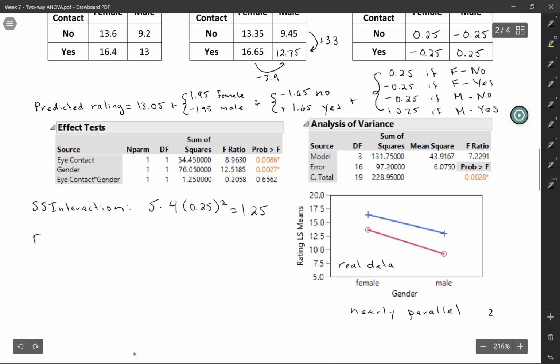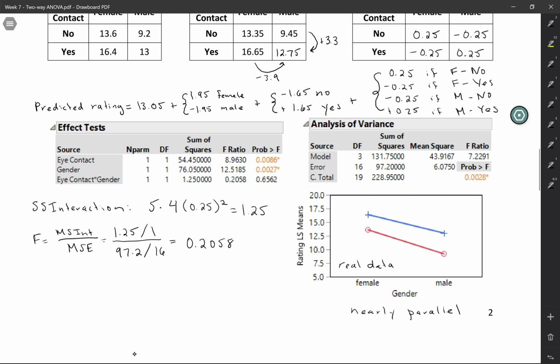To calculate the F statistic, I'm going to take the mean square for the interaction and divide it by the mean square for error. So the sum of squares for interaction was 1.25. And we said there was only 1 degree of freedom because once we had one value in the table, all the rest of it was determined. For the mean square for error, I'm going to take things from the ANOVA table. So I've got a sum of squares for error that's 97.2, and I'm dividing it by the degrees of freedom, which is 16, and I end up with an F statistic of 0.2058.